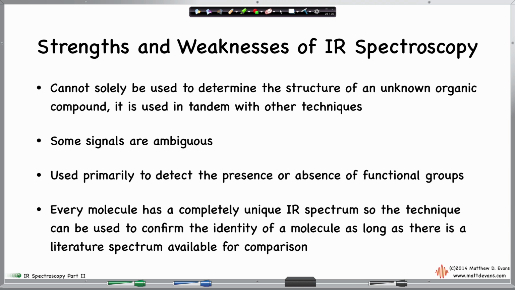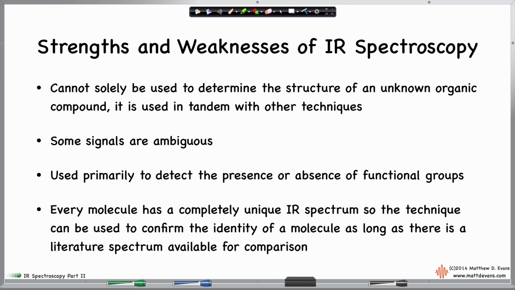Okay, so let's talk about the strengths and weaknesses of IR spectroscopy. I've taken you through the major functional groups and what to look for in an IR spectrum. So that's the analysis, or the interpretation, of one. It cannot solely be used to determine the structure of an unknown organic compound. If the compound is totally unknown, you can't just simply take an IR spectrum and expect to figure it out. The only way to figure out the structure is if you have a pre-existing database of known structures and a computer, or you manually match up the database structure with the structure that you have. That's the only way to identify. Otherwise, you can't use it alone to determine an unknown compound.